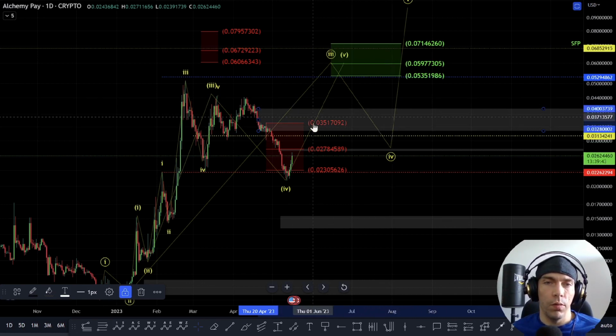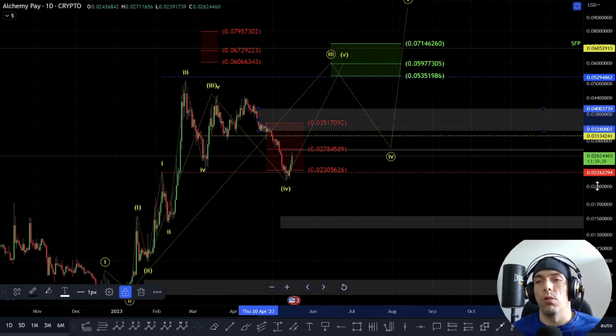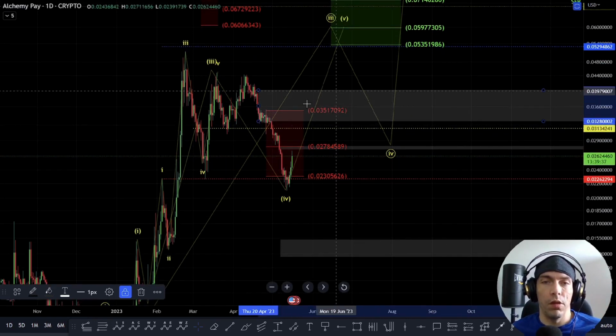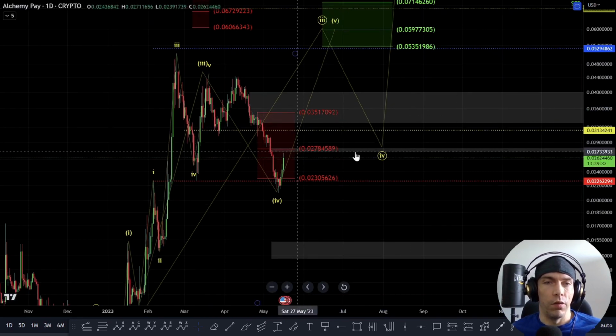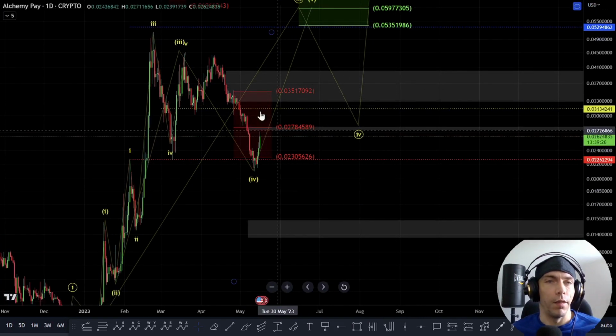Now there's a couple of areas of confluence within here with some naked point of controls and some of the fib relationships. So we need to be careful if we do move up into this zone. This could actually give us a resistance within this area, and we could actually look to continue to the downside if we do make it that high.